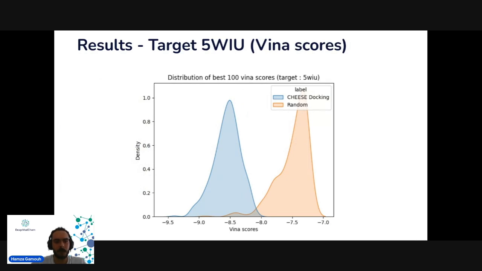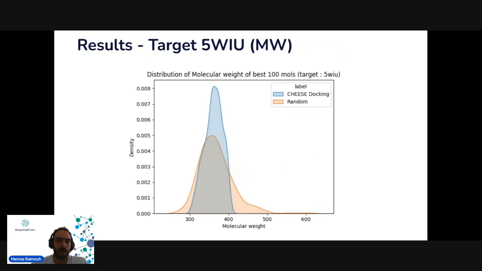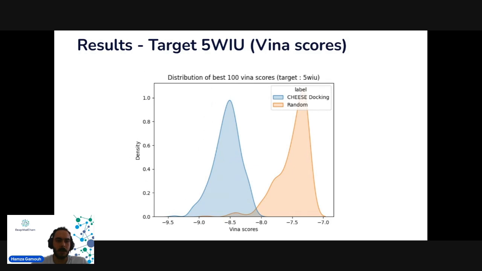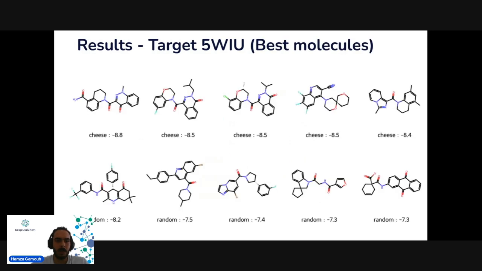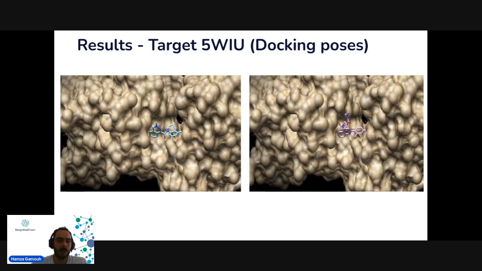We have another target here, which is the human dopamine D4 receptor. You can see that cheese is largely outperforming the random docking strategy, with molecular weight similarly distributed. So here you can see the best molecules and also the docking poses for this target.